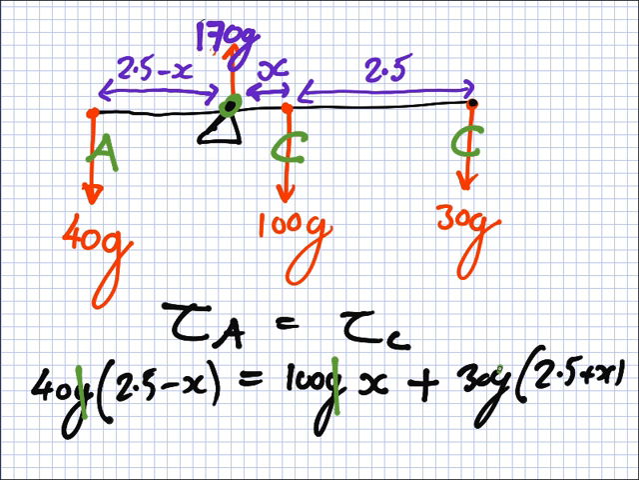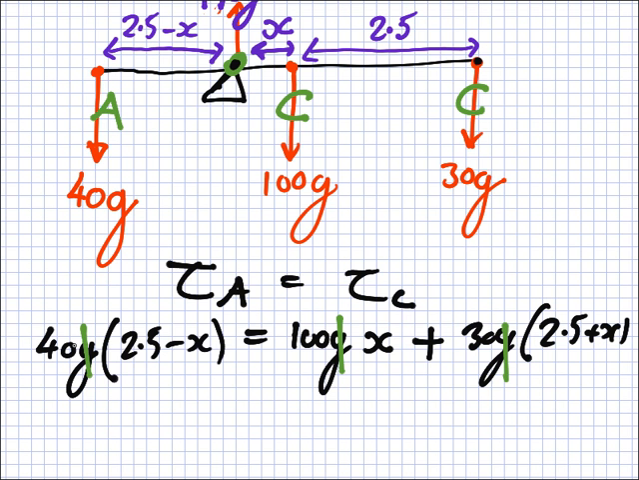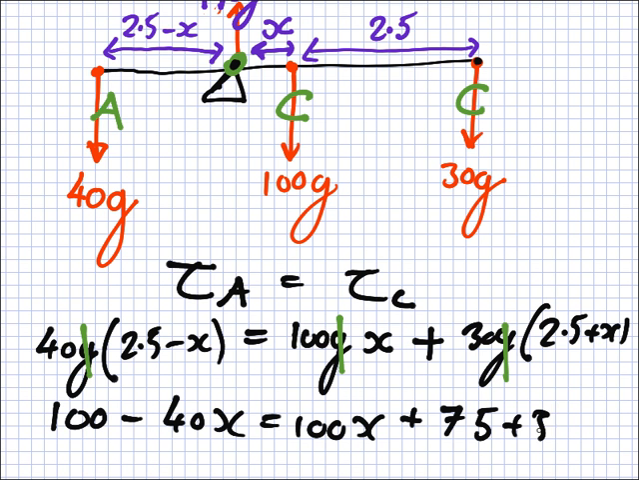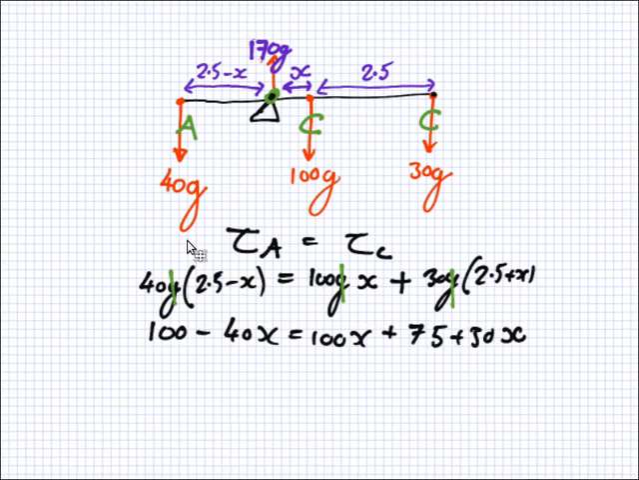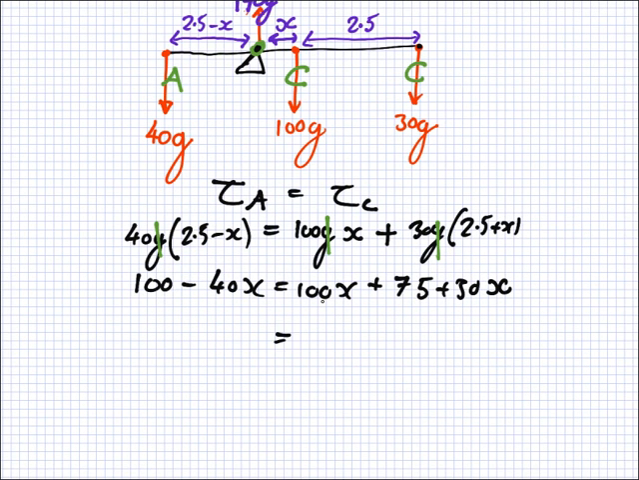So now I have 40 times 2.5. What's that? 100. Minus 40x equals 100x plus 75 plus 30x. Do I have that right? Looks okay? So how many x's have I got? 170, is it? X equals 25. Isn't that right? So, what is my x?